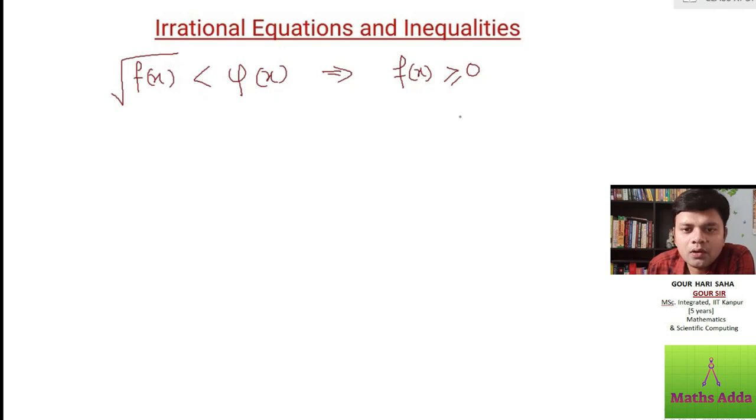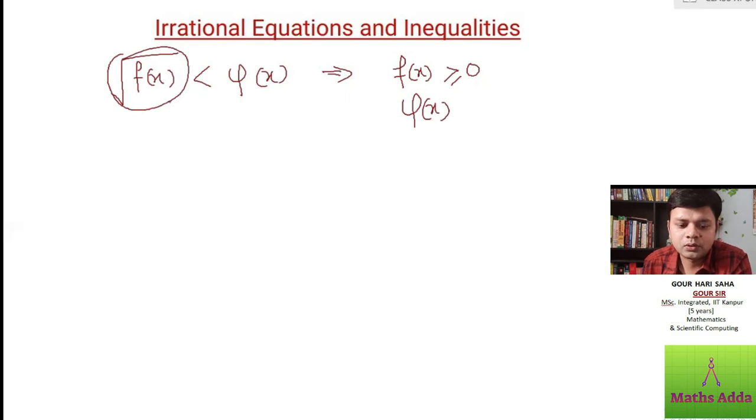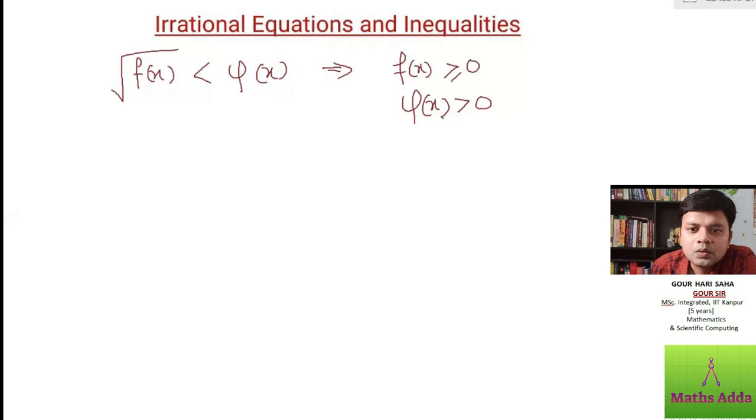Now the second thing is psi(x) also must be greater than 0. Why? Because it is more than root of f(x) and this is positive. Square root is always positive, right? So this means psi(x) is more than that, means it must be greater than 0. Once the inequality satisfies these two conditions, we can square it and simplify it.